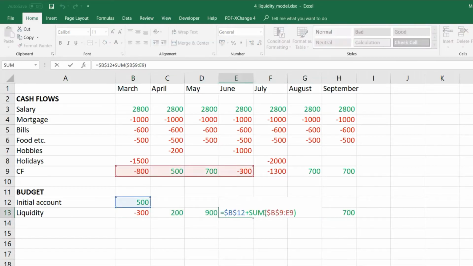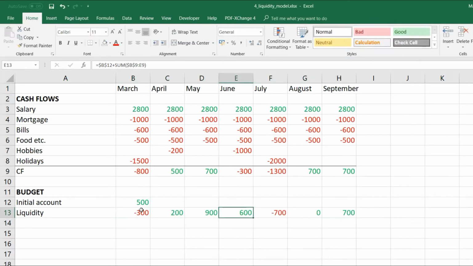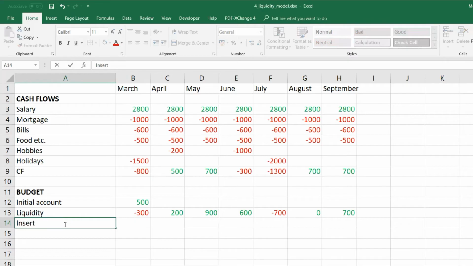Yes, it works properly. And you see, actually, with my initial account being 500, I don't need any extra money in June at all. So now only March and July are problems. And still, this doesn't tell us how much money we will need in July, because if we insert additional money in March, then it wouldn't be 700 here anymore. So we need to figure out how much money to insert.